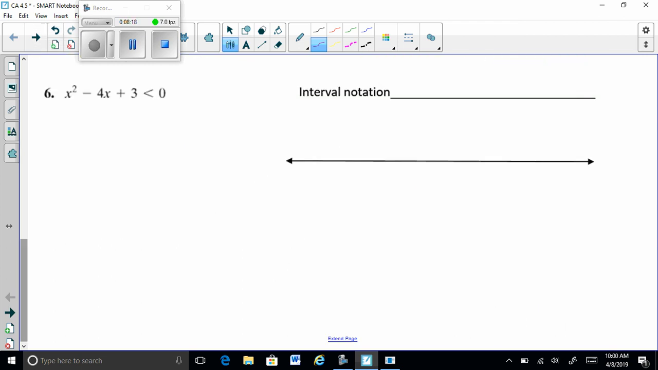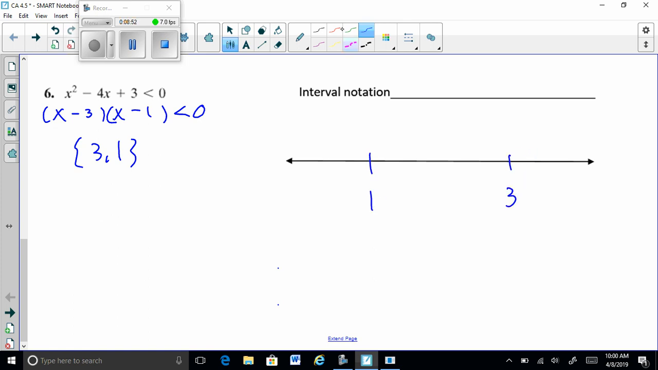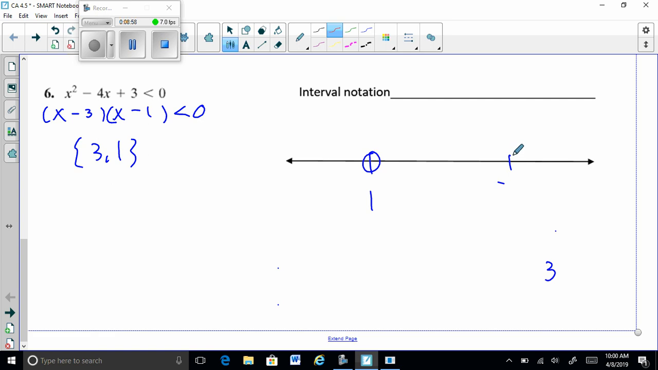Okay, so here's number 6. We want to start by factoring this. There should be a minus 3 and a minus 1. That looks right. So we're looking at our solutions as being 3 and 1. That would actually make the equation 0, so those come back as false answers, but those are key points though. So 1, and we'll put 3 right there. Those are not going to be included, so we'll do open circles.